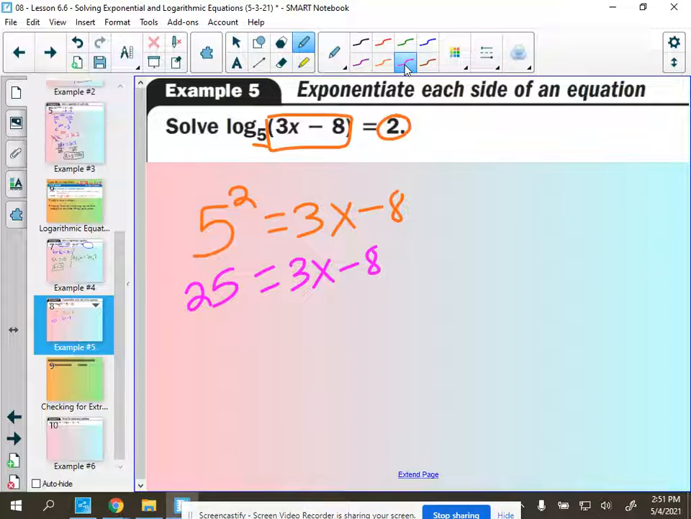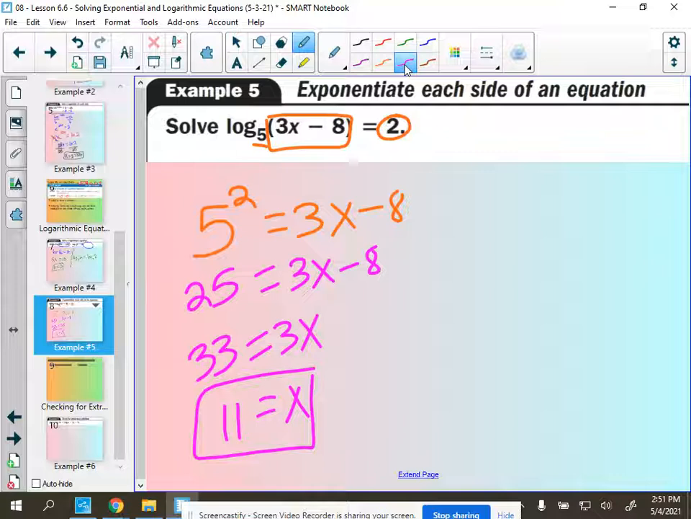That's again pre-algebra territory there, a 2-step solve. Add 8 to both sides. Divide both sides by 3. And I like it. Now, this one's maybe a little bit tougher just to check. So if I plug this in, here's my check: log base 5 of, let's see, 33 minus 8 is 25, equals 2.